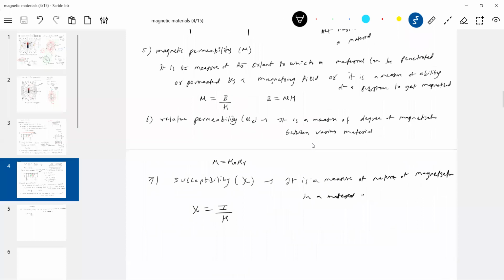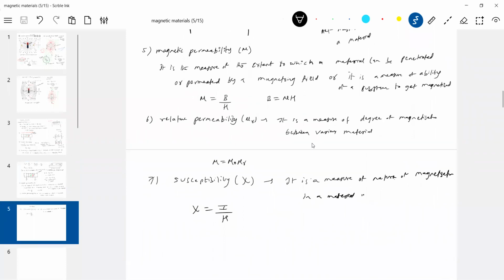Then again, to compare the magnetization of different materials, that is mu r. Then next, susceptibility. The induced magnetic field can be in the direction of B naught or opposite to B naught. To express that, I'm bringing susceptibility, the nature of magnetization. So like this, all these things are related.